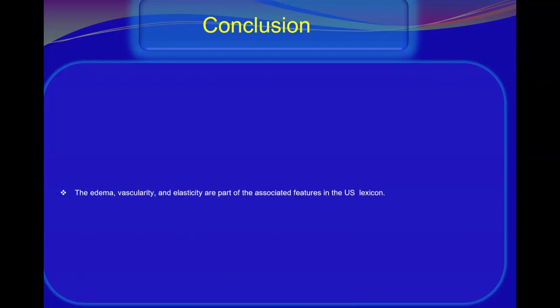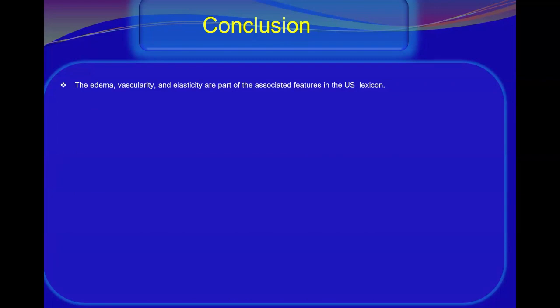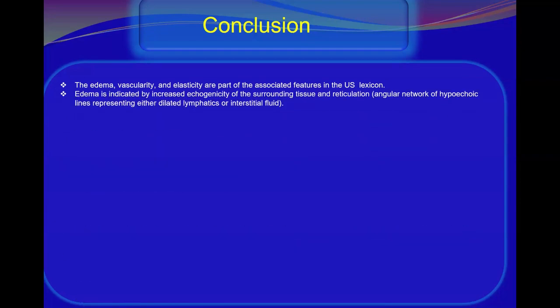So in conclusion, edema, vascularity, and elasticity are part of the associated features in the ultrasound lexicon. Edema is indicated by increased echogenicity of the surrounding tissue and reticulations, the angular network of hypoechoic lines representing either dilated lymphatics or interstitial fluids. It can be perifocal or diffuse, unilateral or bilateral, benign or malignant. And as we mentioned, especially diffuse edema is more commonly due to a benign process, systemic cause, or inflammatory breast conditions.